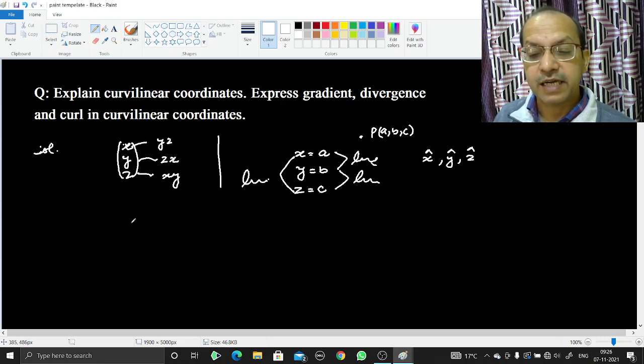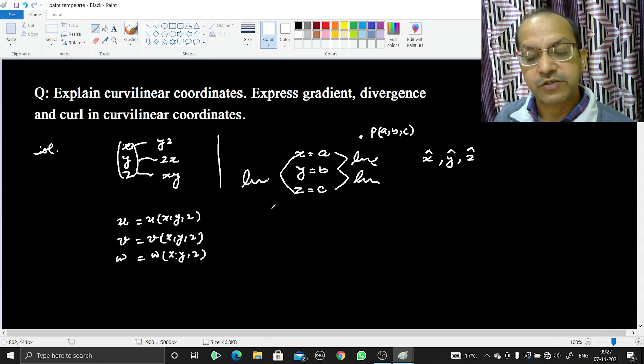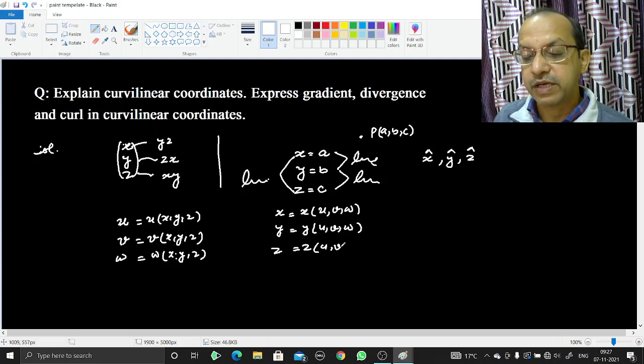If we generalize this idea, we can say that we are transforming to a new coordinate system in which the coordinates are represented as u, v, and w. These will be connected with this xyz system, or you can say that u will be a function of x, y, z, and v will be a function of x, y, z. W will also be a function of x, y, z. Or you can say x, y, z can also be represented in terms of u, v, w: x is a function of u, v, w, and y is a function of u, v, w, and z is also a function of u, v, w.